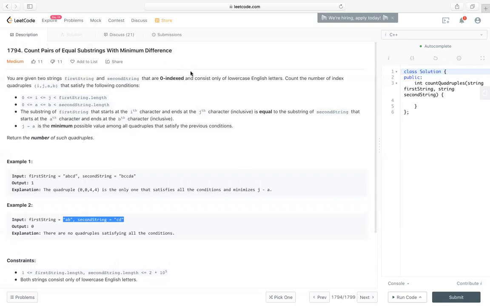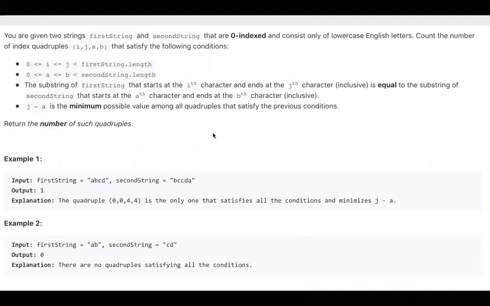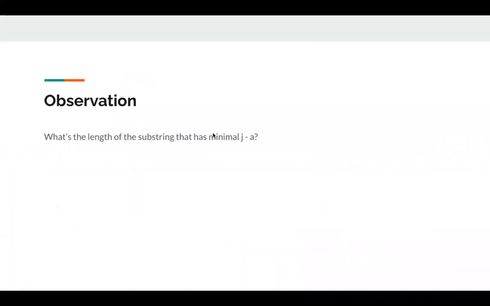Okay, how do we solve this problem? You can pause now and take several minutes to think about it. Okay, let's solve it. So the most important question here is, what's the length of the substring that has minimum j minus a?